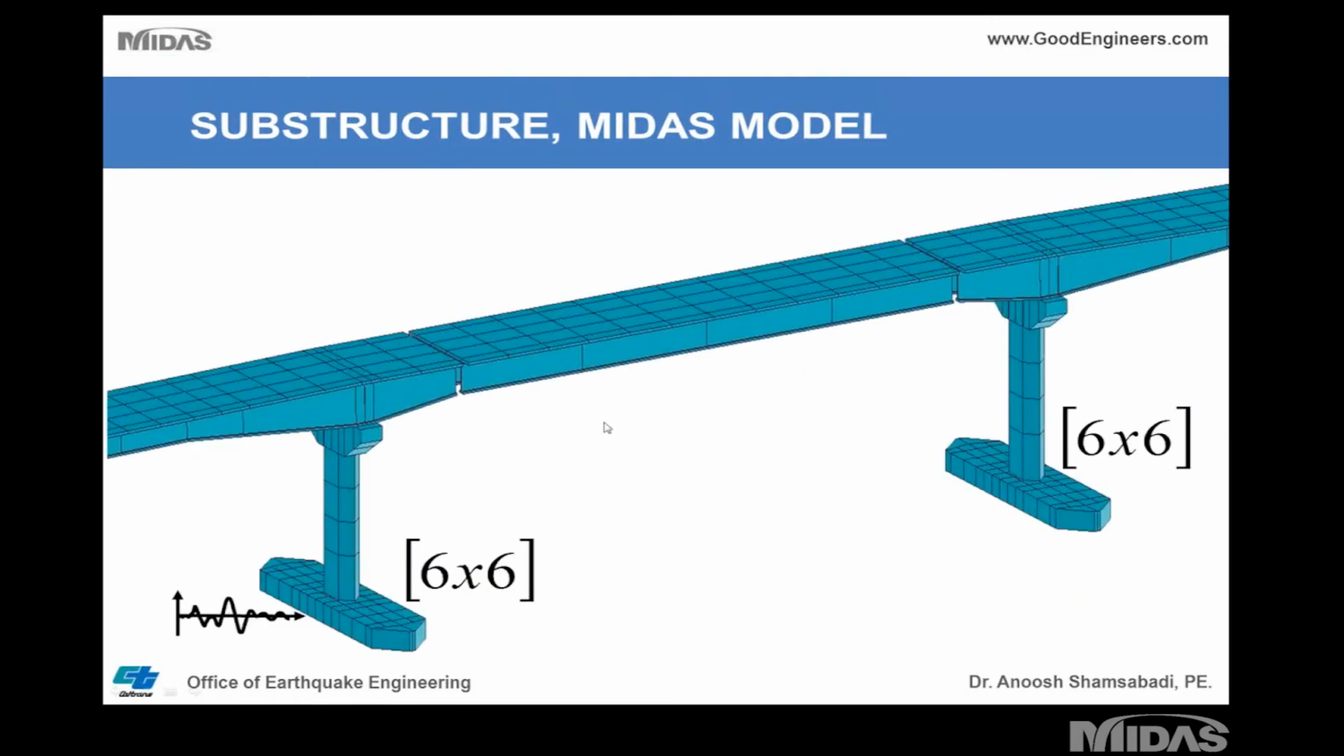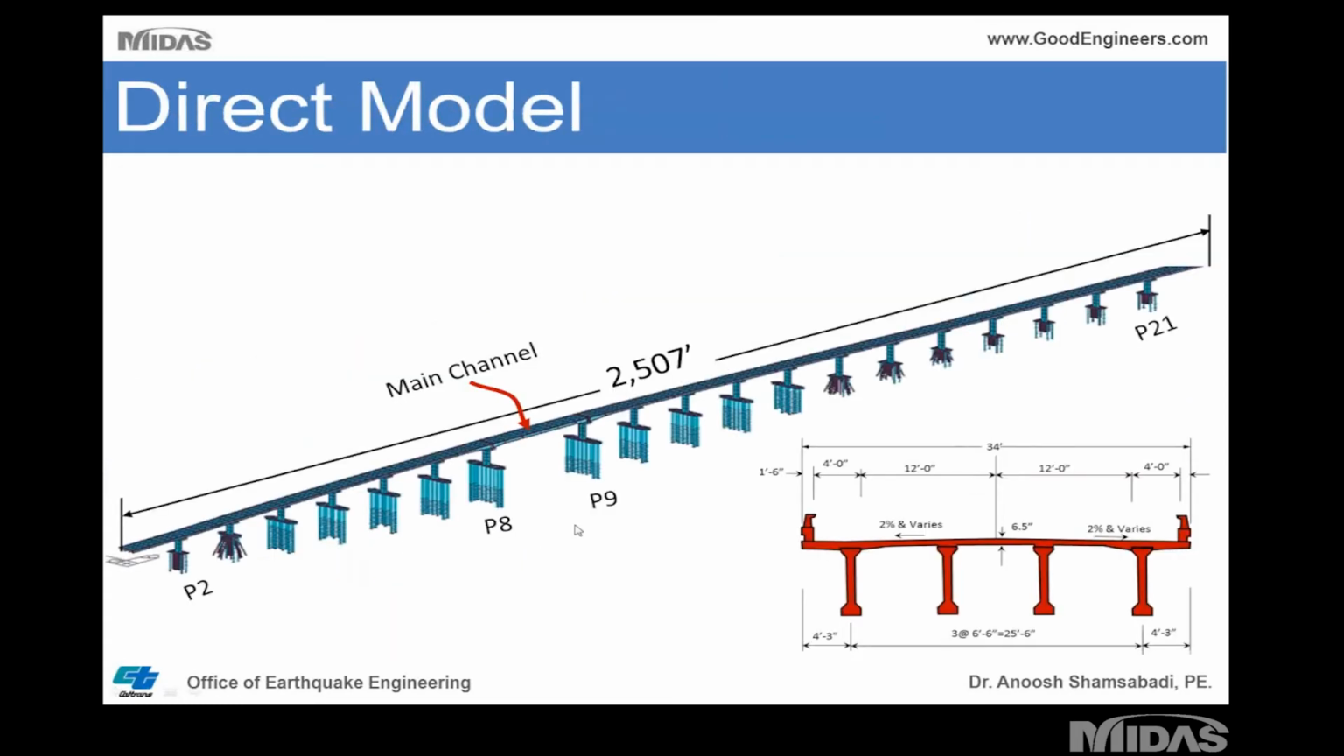So here is an example of the substructure, which I've also done with Midas on this project. This is a closer shot of one of the main piers, where I used a kinematic motion and a 6x6 matrix to develop the model. And here is a direct model. All the piles, including the nonlinear p-y springs in the transverse and longitudinal directions, are all done in one model. You can see all the barrier piles, retrofit piles versus existing piles.